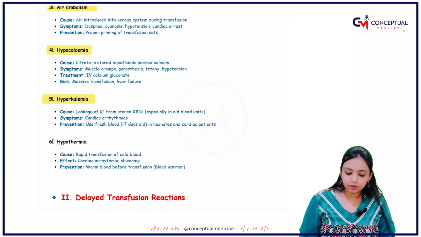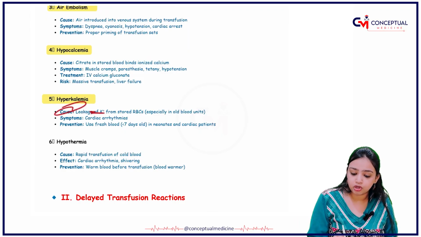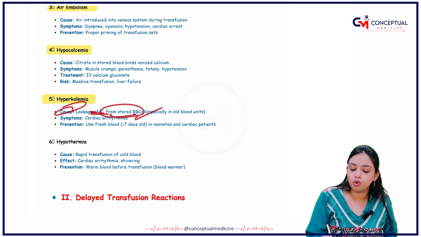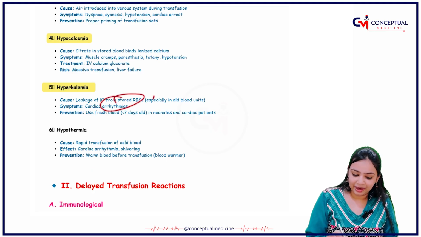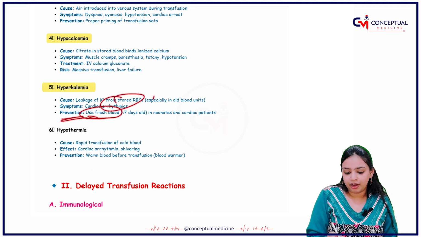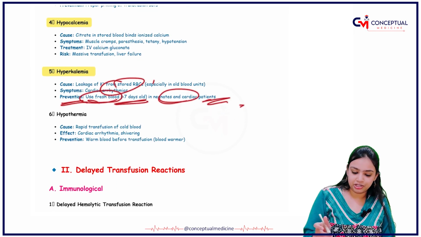Next, coming to hyperkalemia. Now, what are the causes? There is leakage of potassium from stored RBCs. What are the symptoms? There will be cardiac arrhythmia. How will you prevent it? You have to use fresh blood in neonates and in cardiac patients.